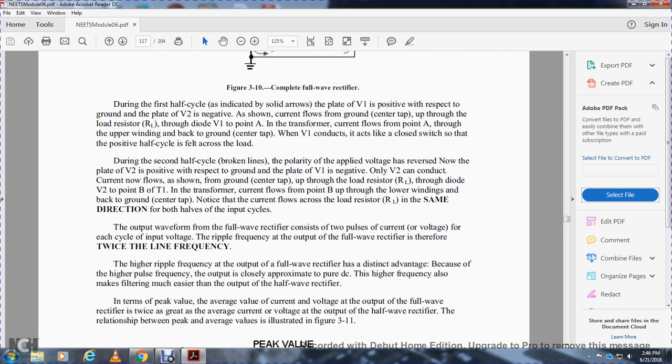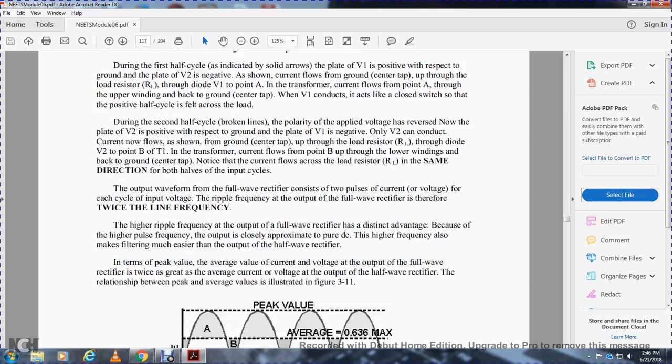All right. During the second half cycle, the current flows from point B through the lower winding of the transformer back to the ground center tap. Current flows through the load resistor in the same direction for both halves of the input cycle.